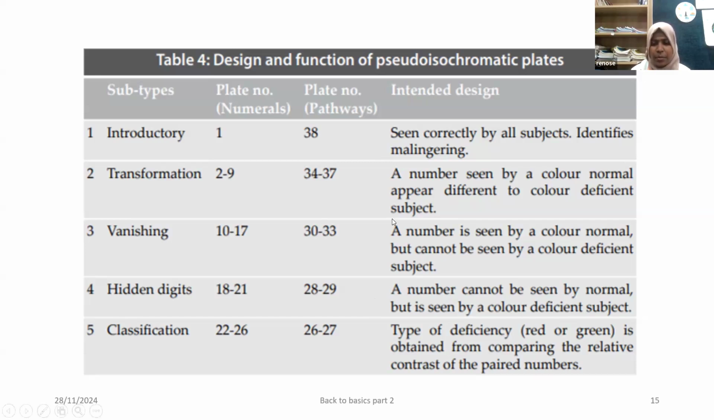Red or green is obtained from comparing the relative contrast of the paired numbers. In literature, we can use the pathway chart.